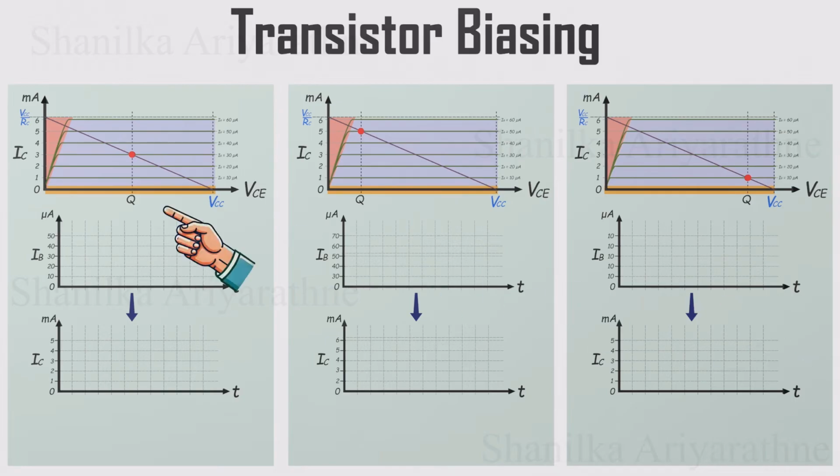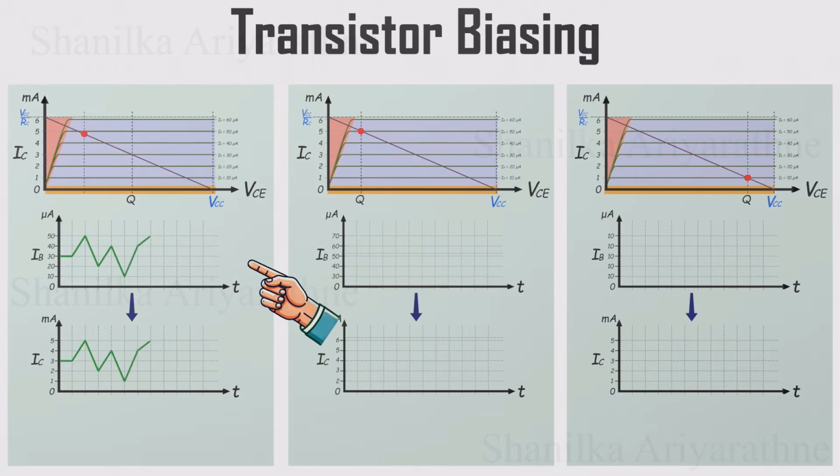In the first case, the bias point is set right in the middle of both the VCE and IC ranges. To place the transistor here, we set IB to 30 microamps, which gives us IC equals 3 milliamps, just like we discussed earlier. Now, if we slightly increase or decrease IB, those small microamp changes are amplified into clean, symmetrical swings in IC. This is exactly what we want from a well-biased amplifier.